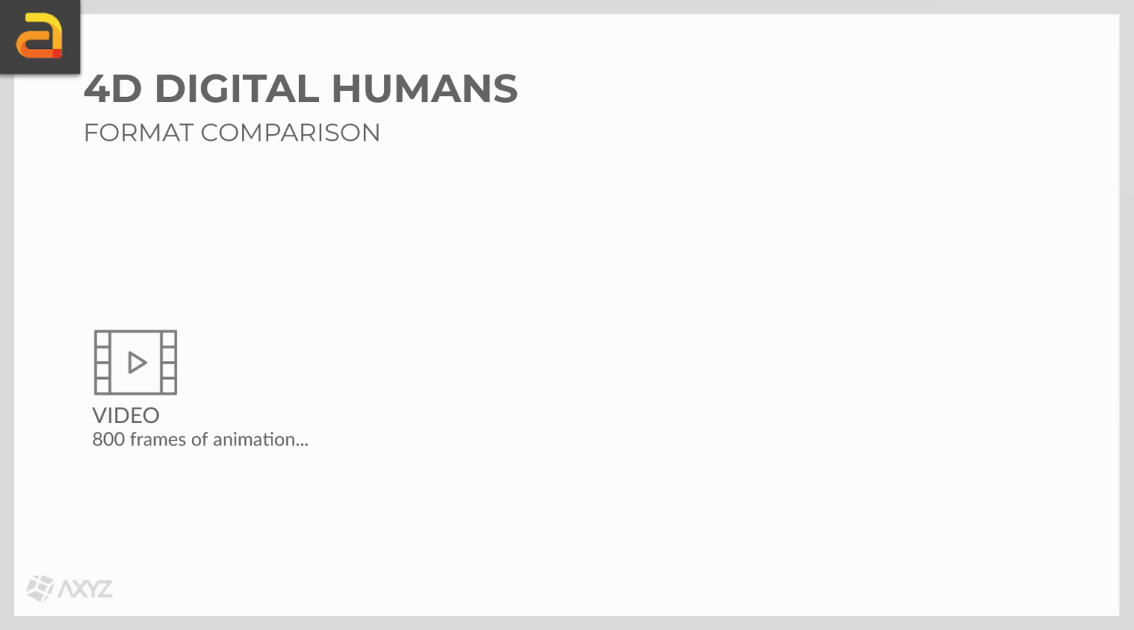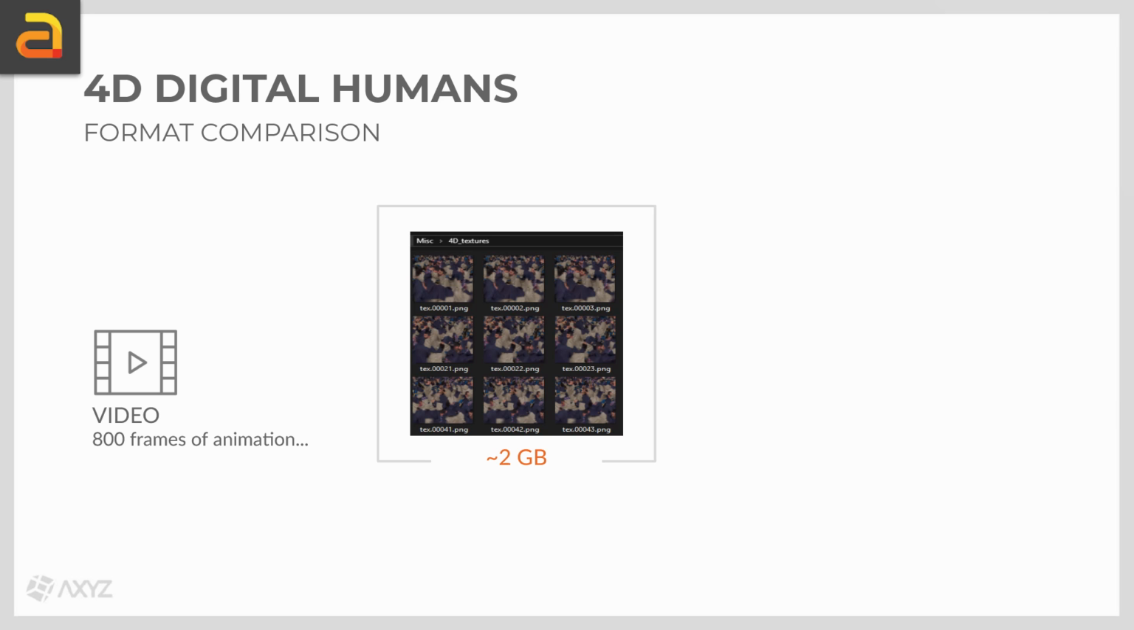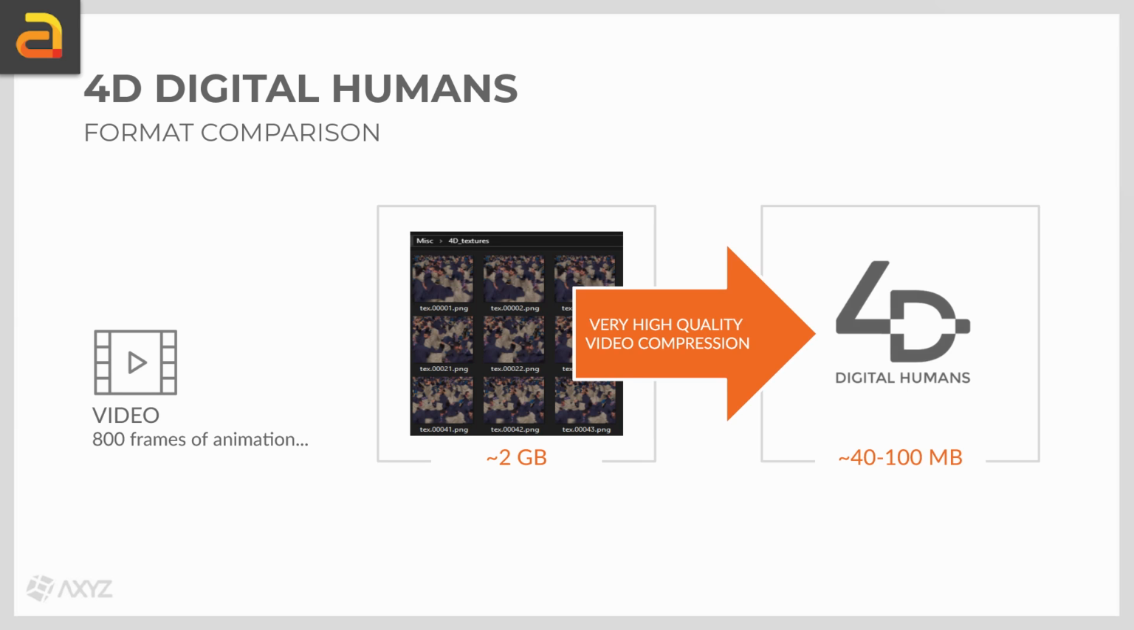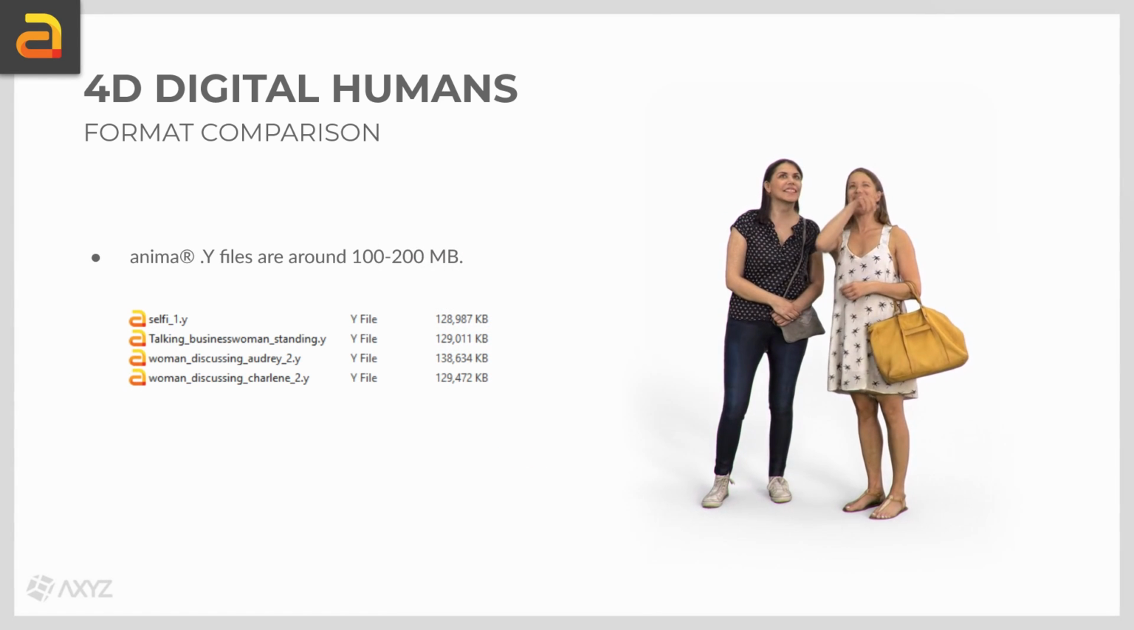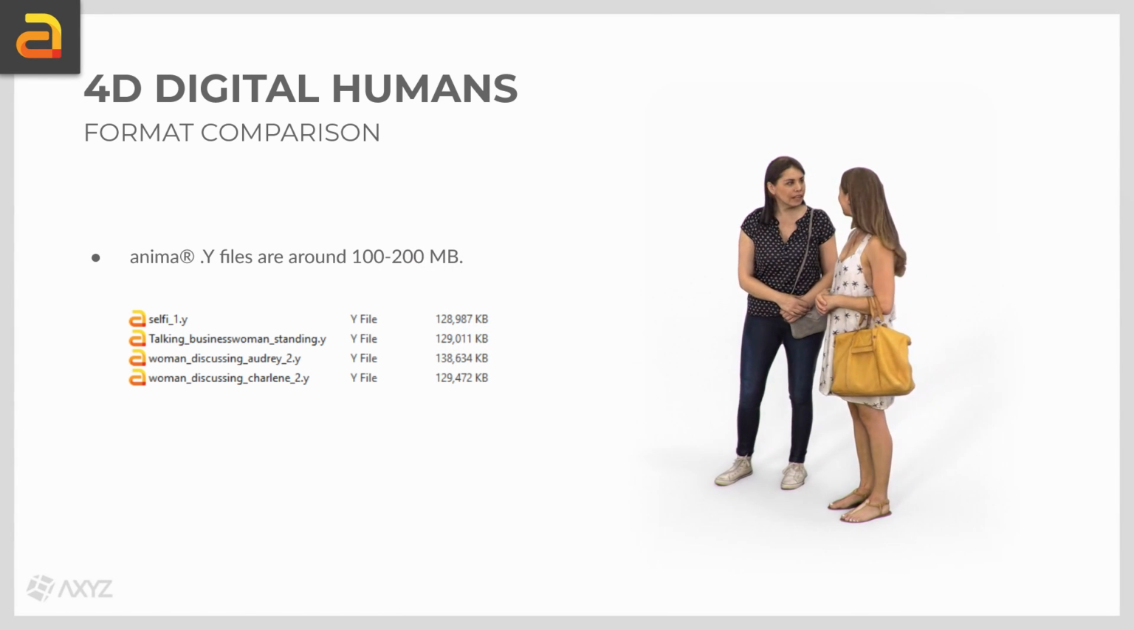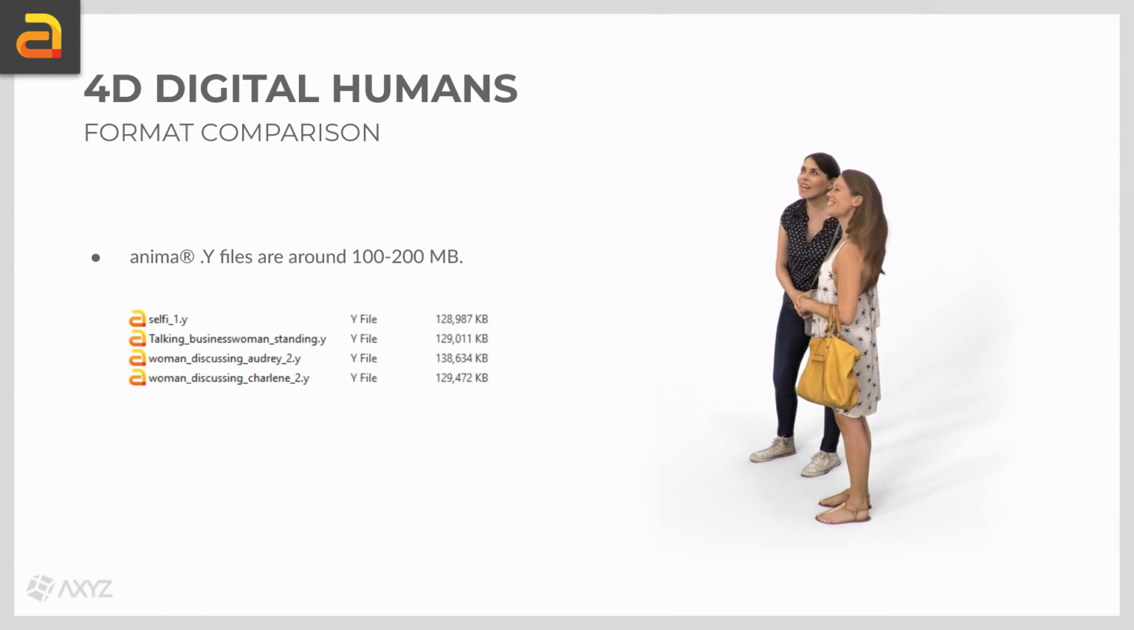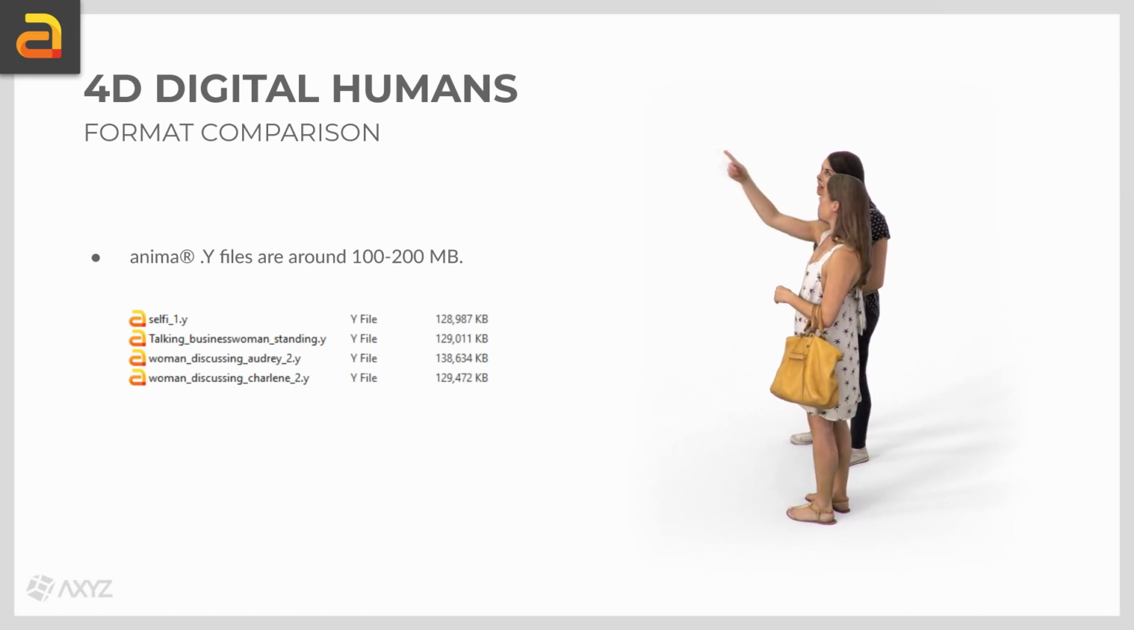For instance, an 800 frames animation takes around 2 GB of space. The new codec compresses it to around 40 to 100 MB. Anima files are around 100–200 MB, a great quality for such a small size.